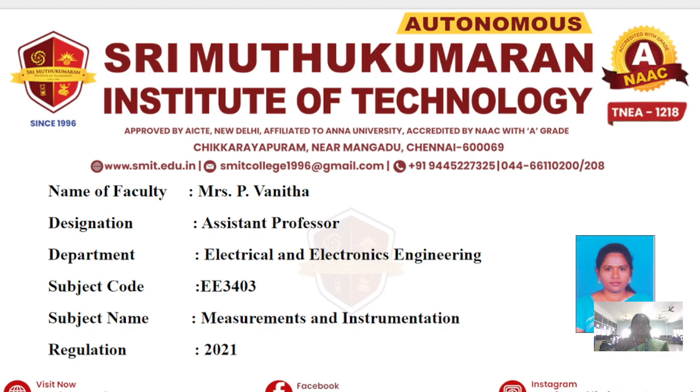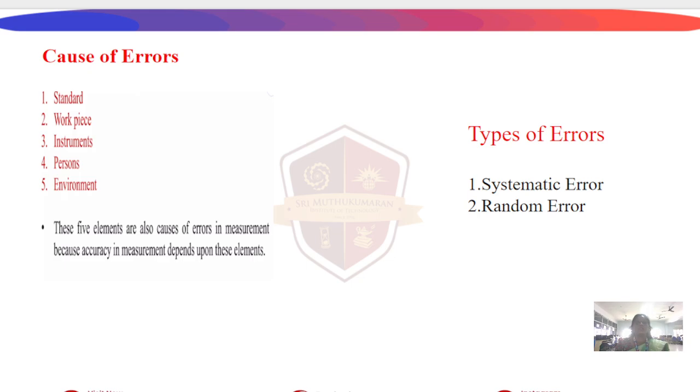Today, we are going to study an important topic in measurements and instrumentation, that is the errors in measurement. In practical measurements, we never get the exact true value. There will always be some difference between the measured value and the true value. This difference is called error. Understanding errors is very important because in electrical and electronics measurements, even a small error can cause wrong calculation.